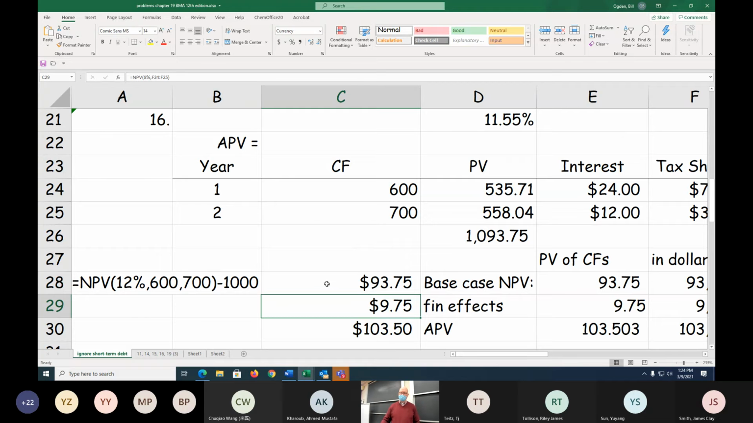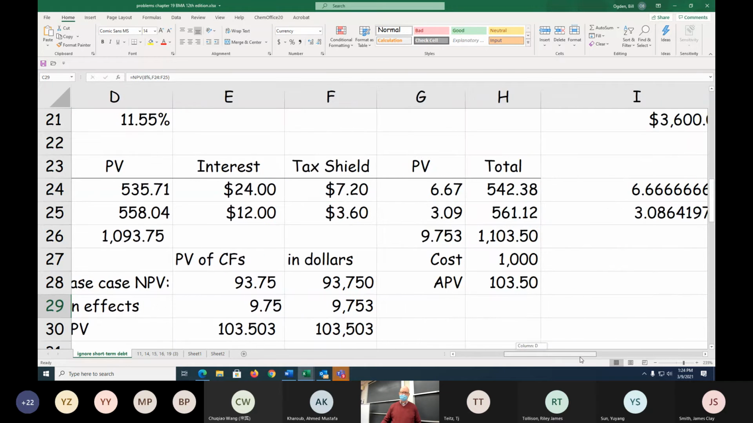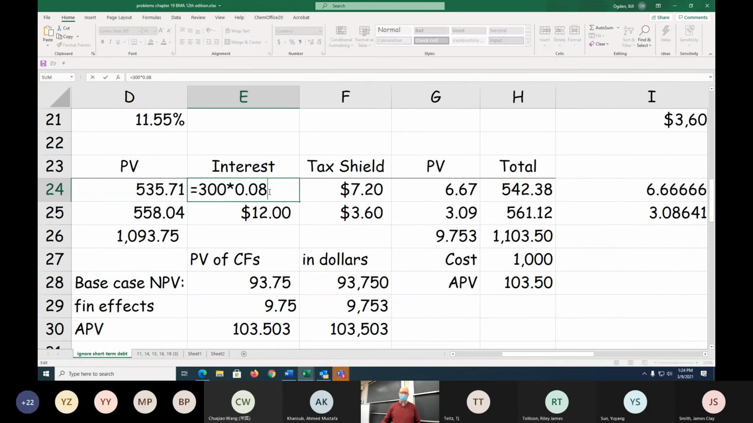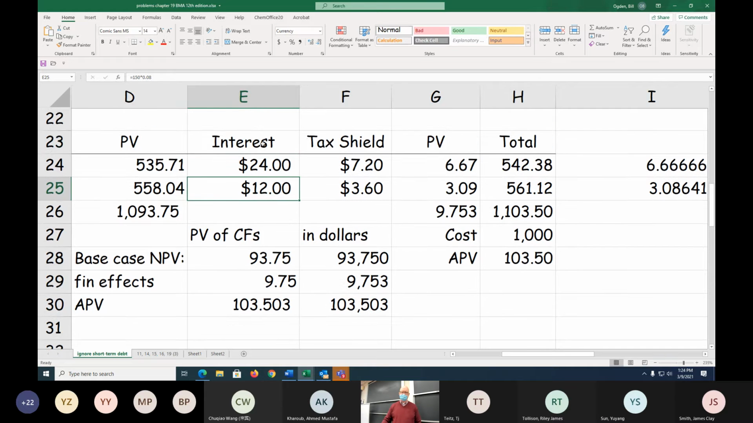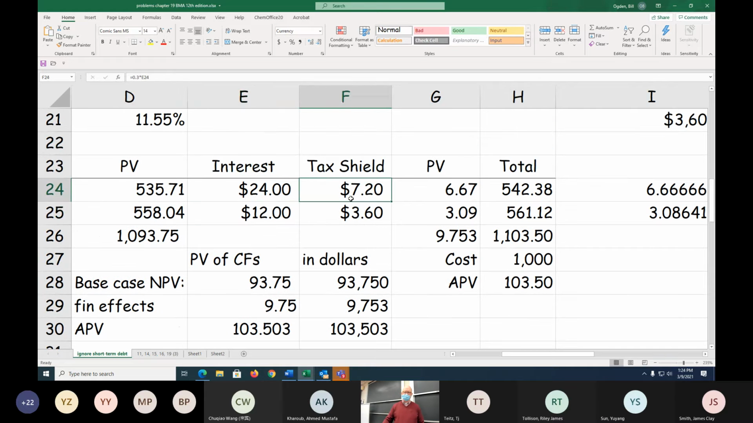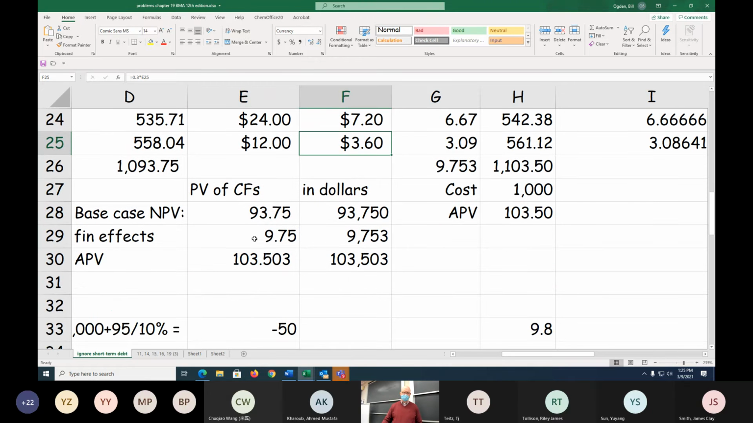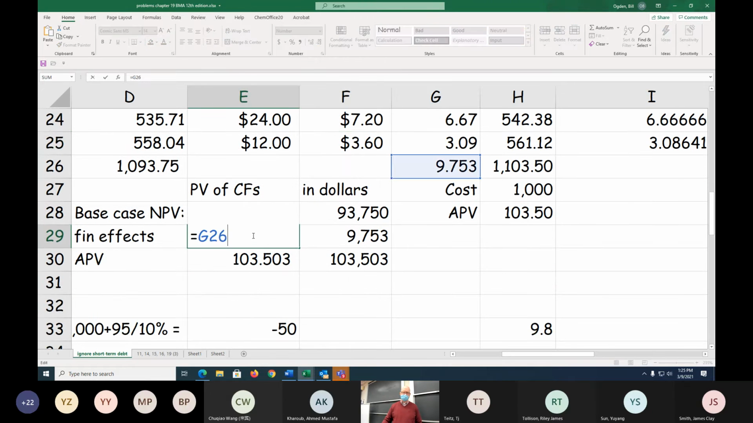And then we will add, now we have repaying this back in 2 equal payments. So our first interest is 300 times 8%. Our second interest is 150 times 8%, gives me tax shields of 720, 360. Anyway, so we take the present value of these.